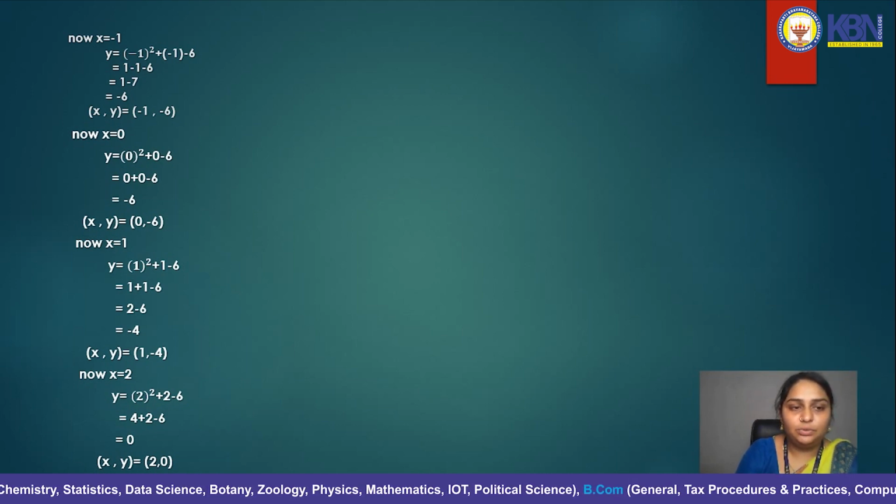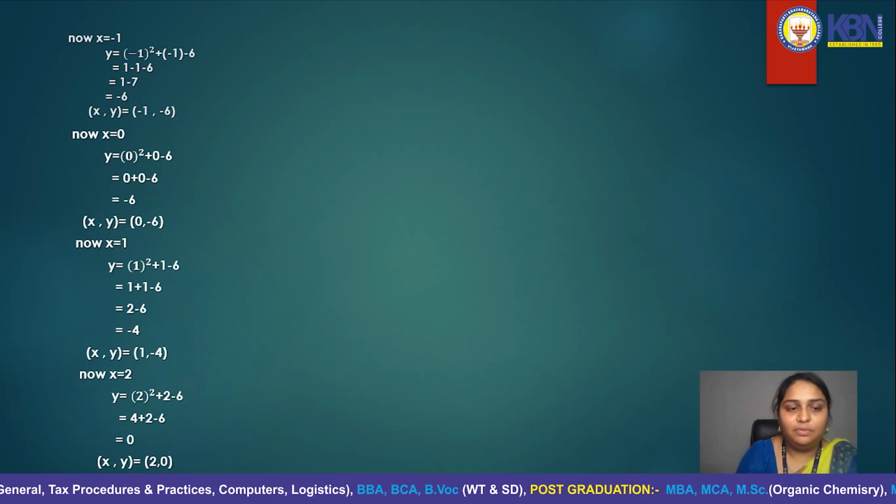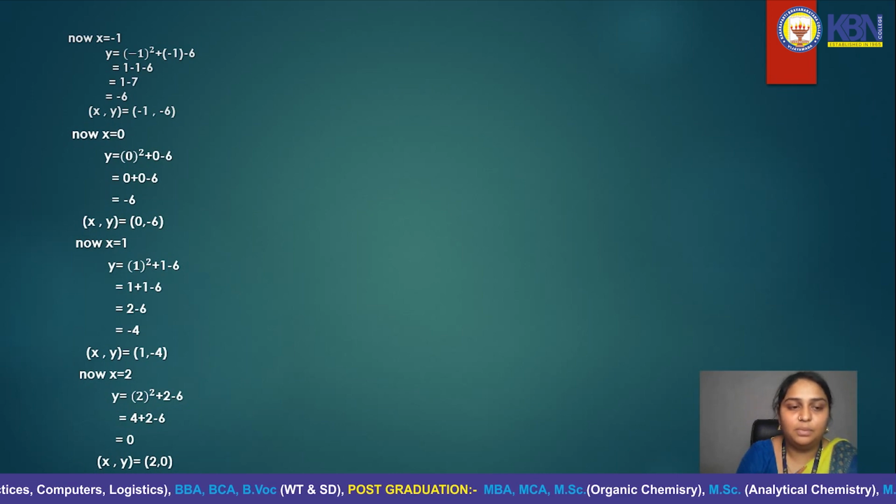Now substitute x is equal to 1 in the given function y, that is 1 square plus 1 minus 6, which results 1 plus 1 minus 6, which is equal to 2 minus 6, which is equal to minus 4. While substituting x is equal to 1, we get the result minus 4. Then the point is x comma y equal to 1 comma minus 4.